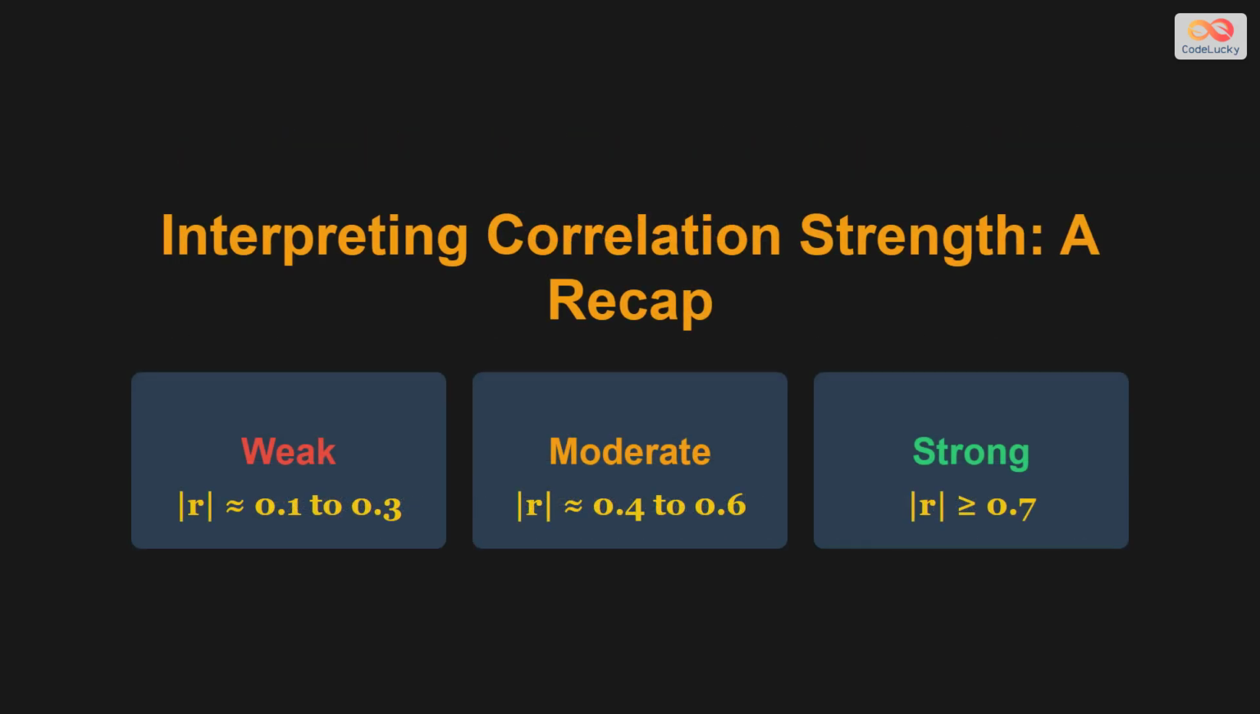To sum it all up, we classify the strength of a correlation by looking at the absolute value of R. A value from about 0.1 to 0.3 suggests a weak relationship. A value from 0.4 to 0.6 indicates a moderate one, and a value of 0.7 or higher points to a strong relationship.